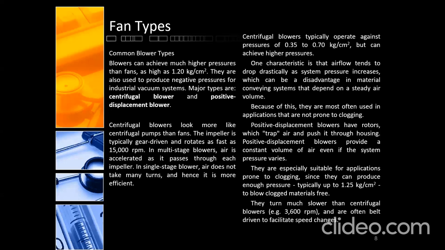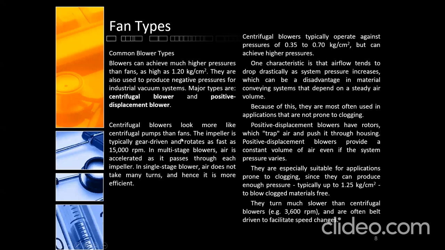They are also used to produce negative pressures for industrial vacuum systems. Major types are centrifugal blower and positive displacement blower. Pressure up to 1.2 kg per centimeter squared. Ibig sabihin, ang 1.03 kg per centimeter squared is 14.696 psi or atmospheric pressure.